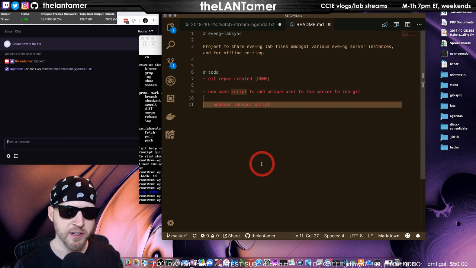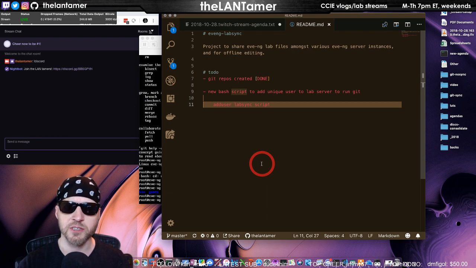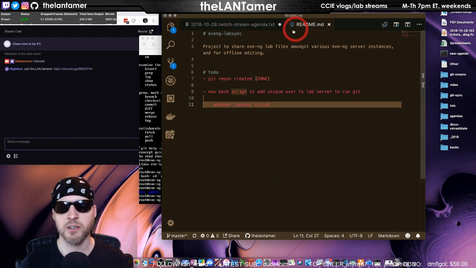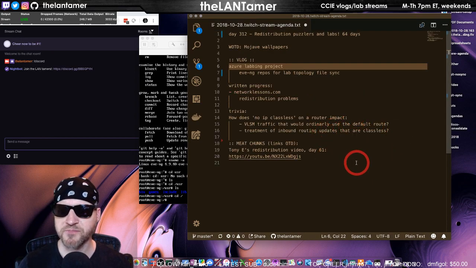One, it's going to go out there and copy the images to the EVE-NG server, because I don't want to include those in the public repo. Can't do that. That will be one repo, and then another repo it will copy the lab files. It'll sync up the lab files with the local lab folder. So that's the aim.